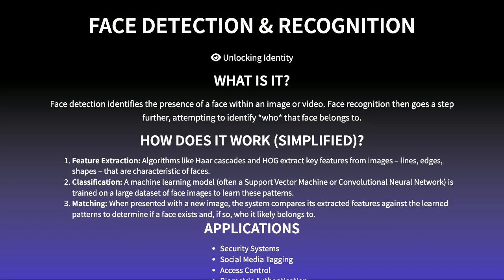Okay, let's dive into face detection and recognition. Basically, we're teaching computers to spot faces in pictures and videos. That's the first part. Then, if it finds a face, it tries to figure out who it is. It does this by looking for specific patterns or features that are unique to each person. Algorithms like Cascades and HOG help find these facial characteristics.